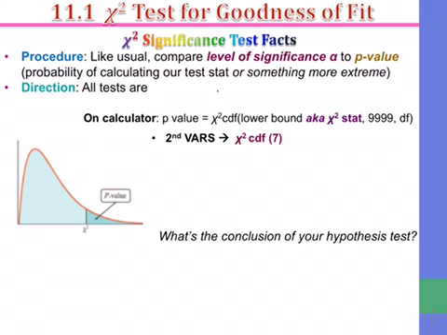So, just looking at the facts here, this is similar to what we've done in previous tests in that we are comparing our p-value, or the probability of calculating our test stat or something more extreme, to some level of significance, which is alpha, which is usually like 5% or 1% or 10%. If we look at this diagram on the bottom, this chi-squared distribution, whatever my chi-squared stat was, let's pretend I'm actually dealing with mine for a second here.